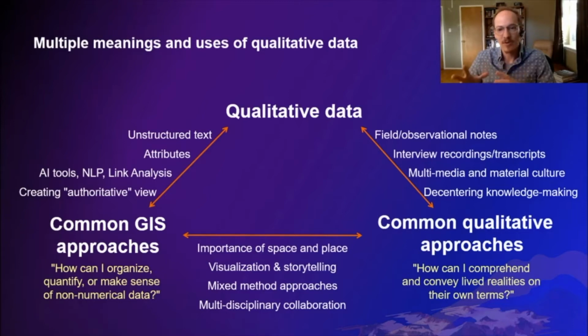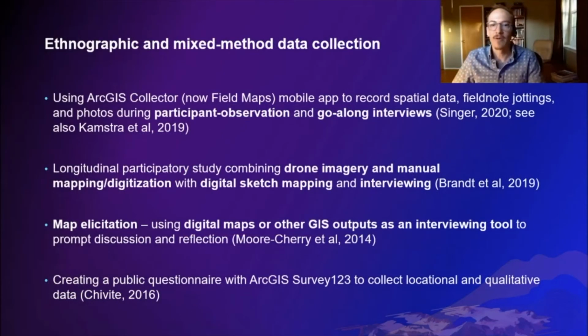So with this framework, we can start to see how different kinds of researchers and practitioners come to qualitative data and what they're trying to do with it. So next, I'm going to highlight some examples of projects that illustrate a variety of approaches to doing social research with GIS, and which can be located in different parts of this framework. One main area where qualitative and GIS approaches have been applied is in ethnographic and mixed method studies.